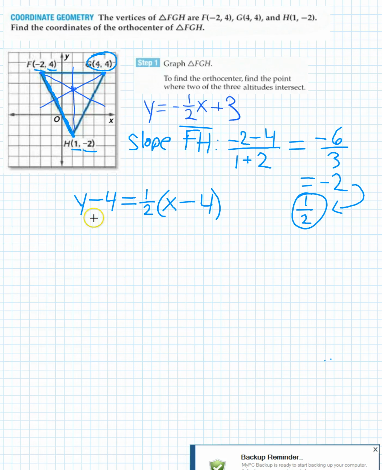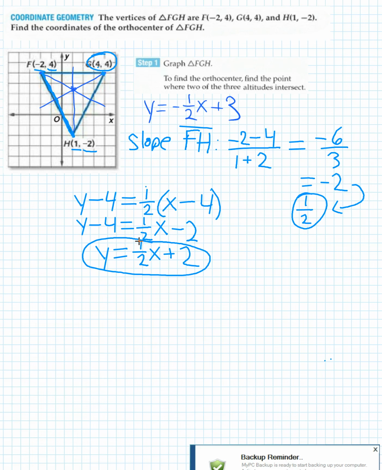All right, let's go ahead and solve this, get it in slope-intercept form. So y minus 4 equals, let's distribute 1/2, that would become 1/2 x. 1/2 times negative 4 would be negative 2. Solving for y, we add 4 to both sides, so y equals 1/2 x. Adding 4 to negative 2, we get plus 2. All right, so we now have a second equation for an altitude. Here was our first one we found.